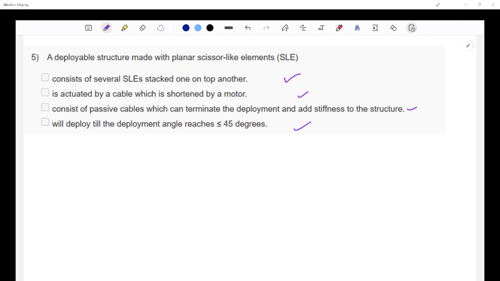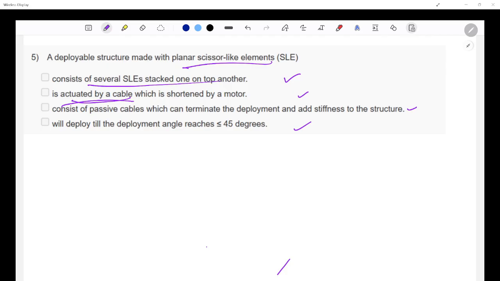So, what are stacked SLEs? It is basically a deployable mast which is made by repeating Caesar-like elements and we stack them vertically. This increases the height during deployment. Then, what is this actuation by cable? So, it is typically one active cable which is controlled by a motor. As cable shortens, the structure expands. This drives the deployment.